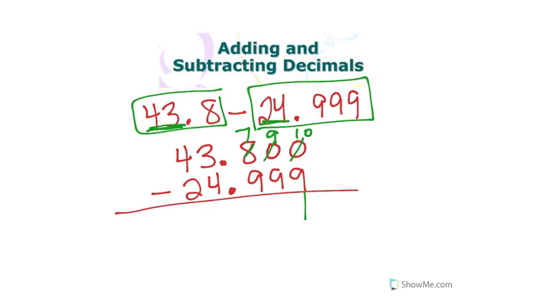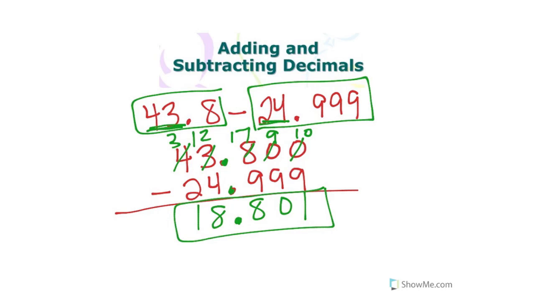10 minus 9 is 1, 0. 7 minus 9, I cannot do it. 17 minus 9 is 8. Decimal, decimal, decimal. All right, 2 minus 4, can't do it. I have to borrow. 12 minus 4 is 8. 3 minus 2 is 1. So my final answer is 18 and 801 thousandths.